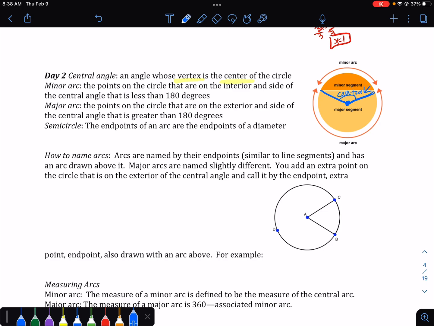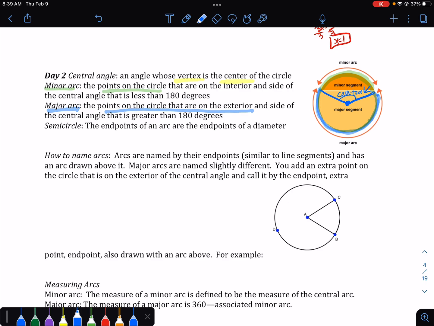Okay. And then we also have something called the minor arc and the major arc. The minor arc is the points on the circle that are on the interior side of the central angle. So this right here would be the minor arc. Then we have something called the major arc. It's the points on the circle that are on the exterior side of the central angle. So this would be the major arc.